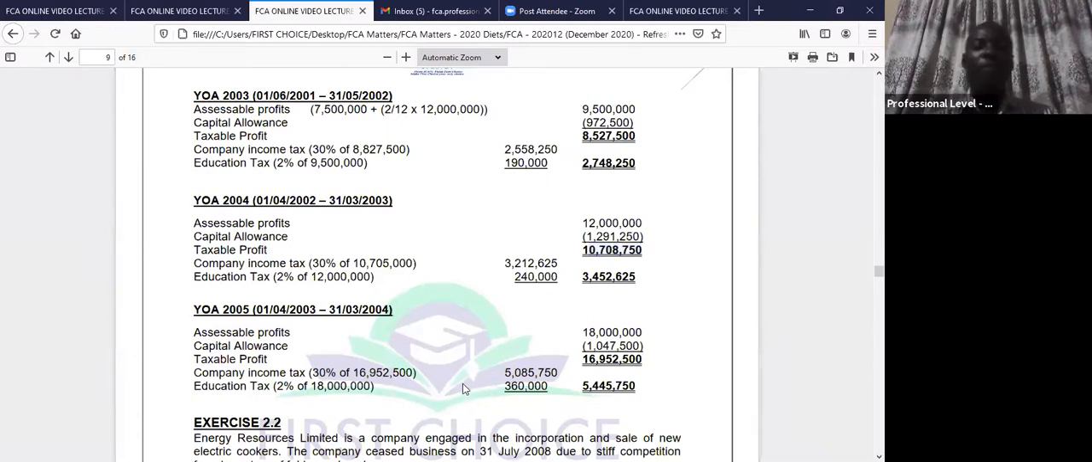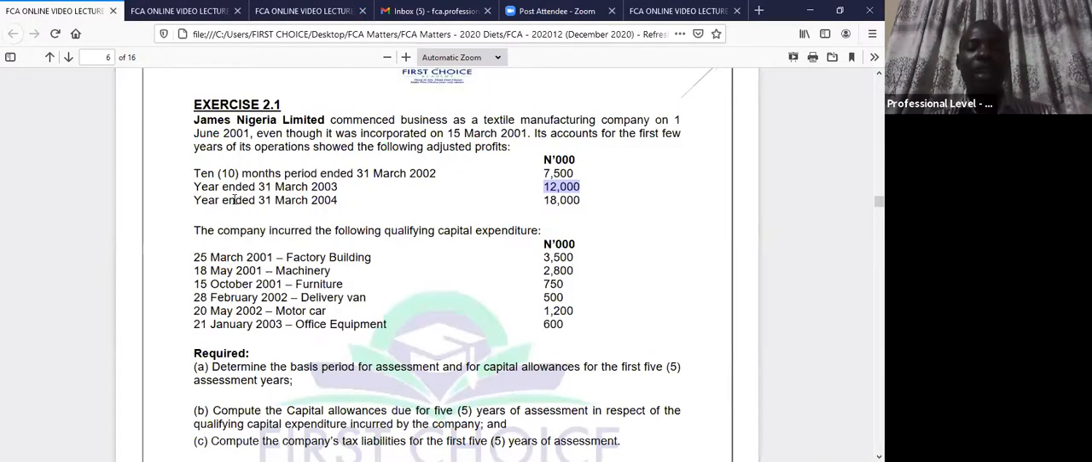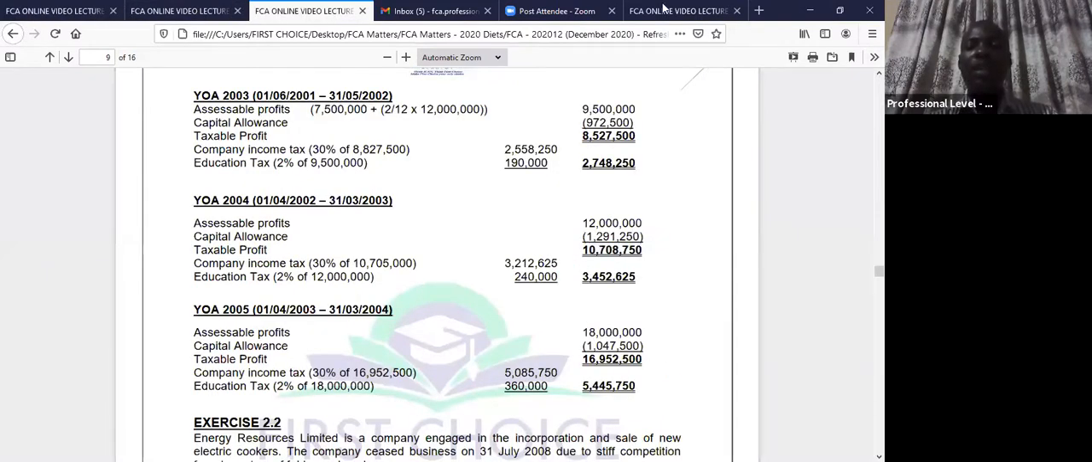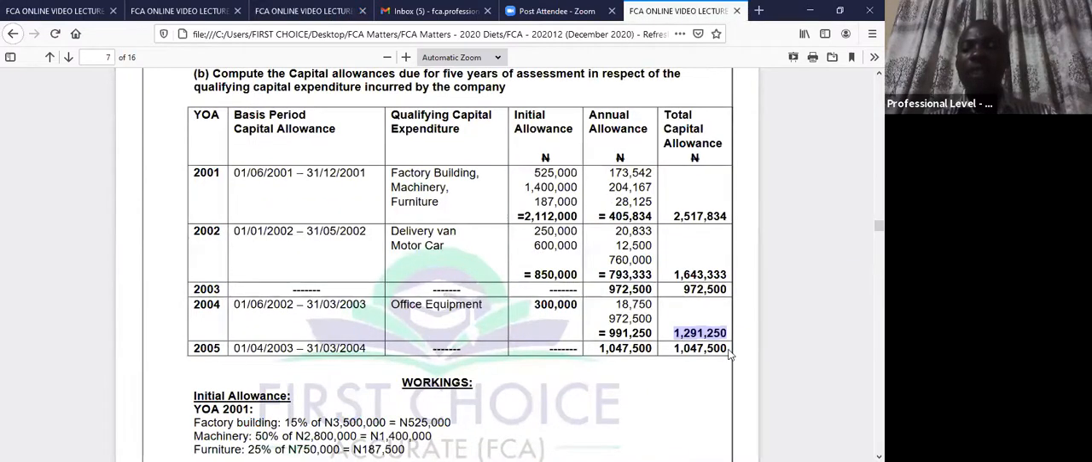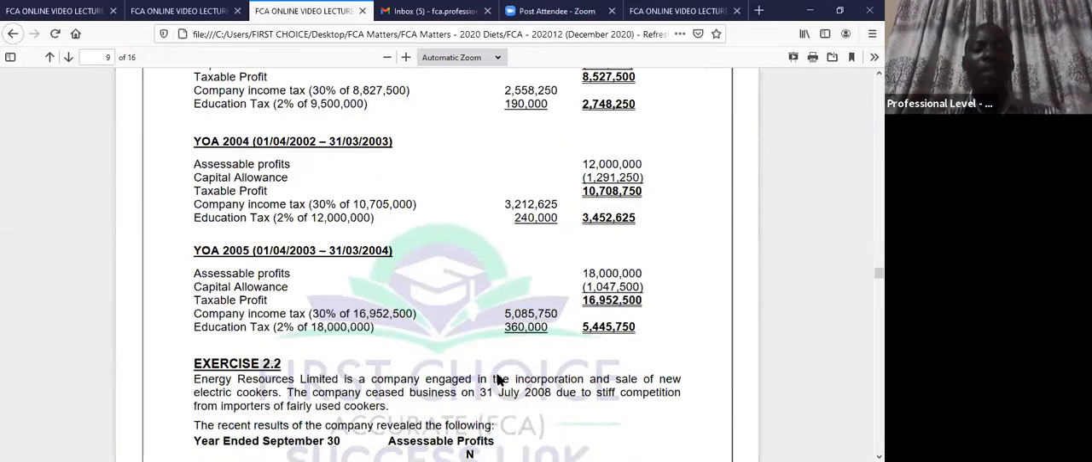Now, let's get to year 5. In year 5, our basis period is based on this. We were given it straight ahead. So we take our 18 million. Capital allowance is calculated here. We put that into the equation, and we have 16,952,500. We do our income taxes and education tax. So simple. So I want you to look over these questions again and see how you can understand it.